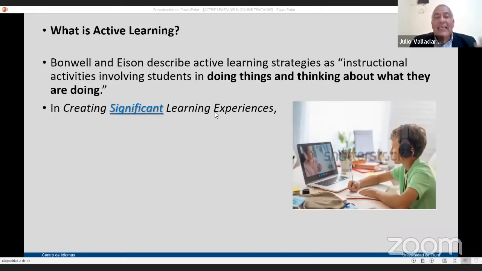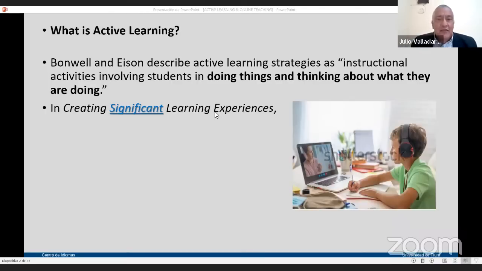Active learning gives you the idea of creating significant learning experiences. What do we understand by significant? The idea of meaningful, the idea of getting your students to live what they are learning. It's better for them to draw an apple and paint it red than just to show a picture of a red apple. You see the difference there? But you can say, but Julio, we are wasting time. It's just faster to show the picture, of course.